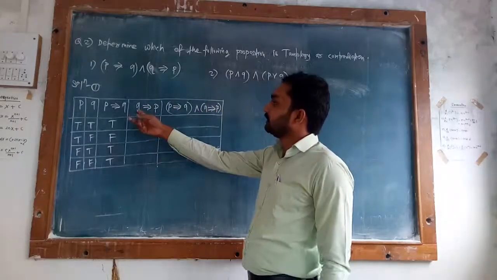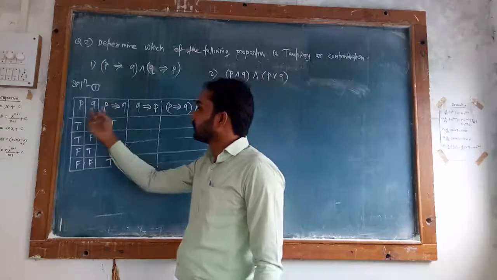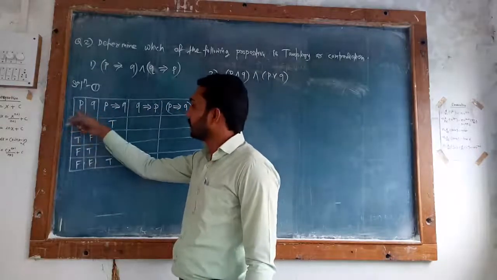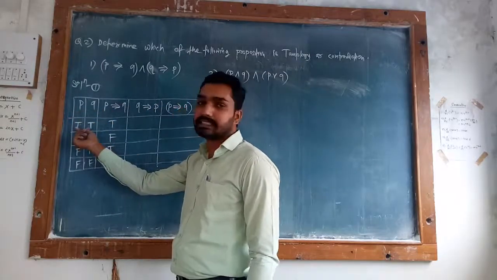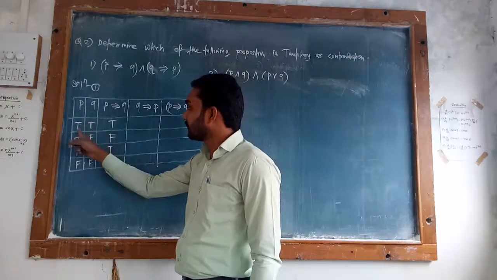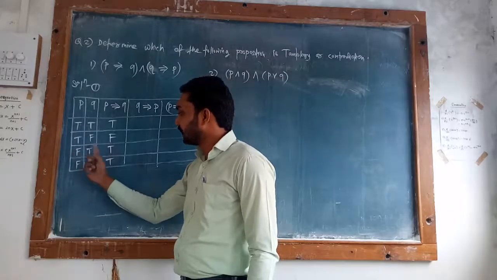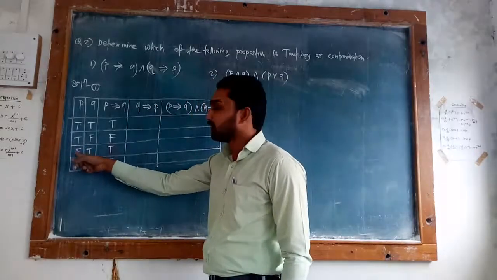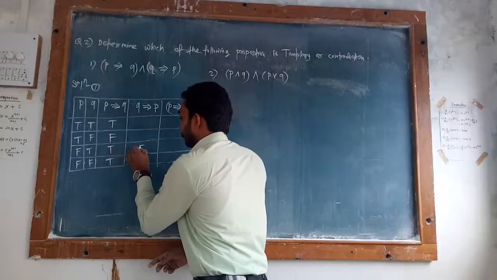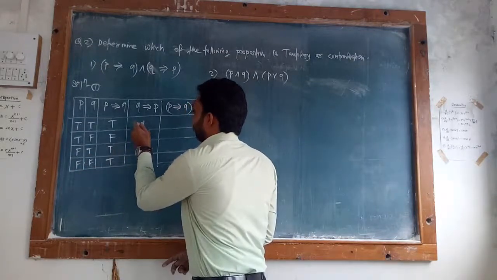Next, the fourth column containing Q implies P. That is, the second implies the first. Same as the implication, if the first value is T and the second value is F, the result value is F. In the remaining cases, its value becomes T.